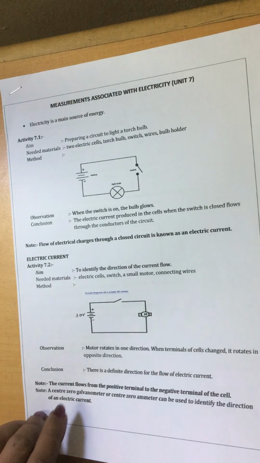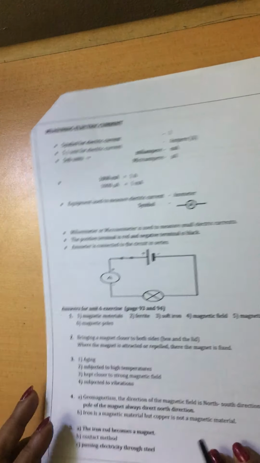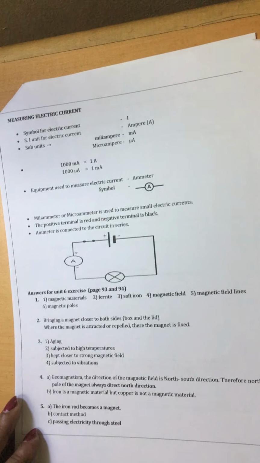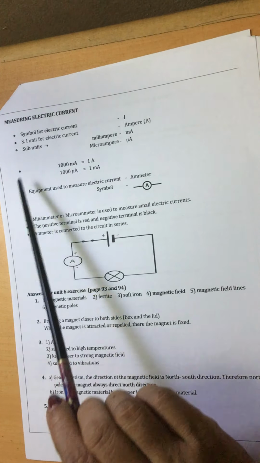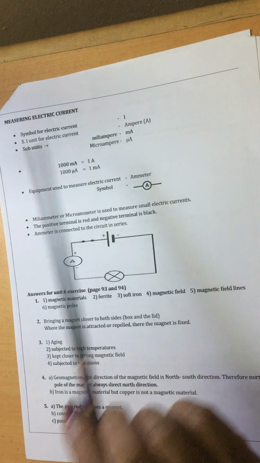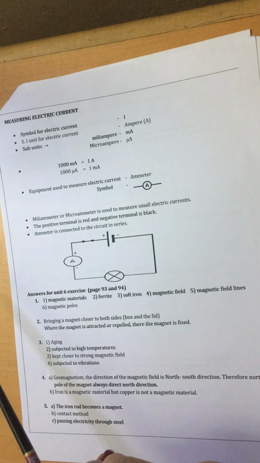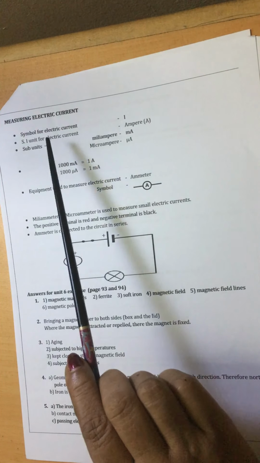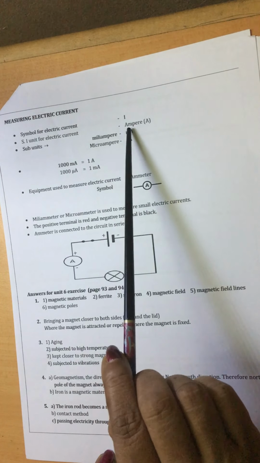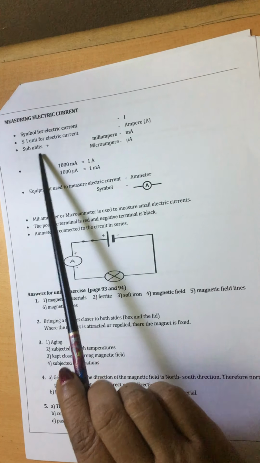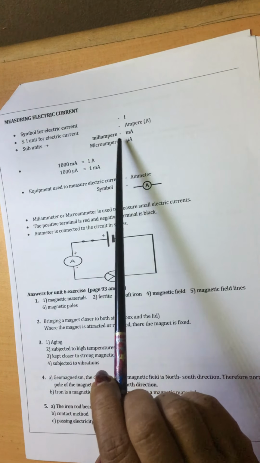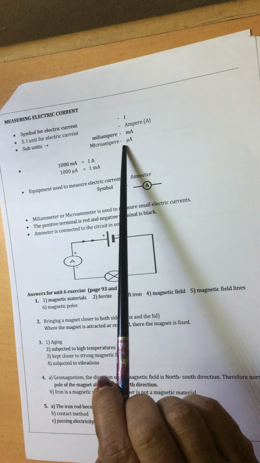So this is activity 7.2. Always the current flows from the positive terminal to the negative terminal of the battery. Next, measuring electric current. The symbol for electric current is I. The unit is ampere. Ampere is the name of a scientist, right? The subunits you can use are milliampere, that is mA, and microampere.